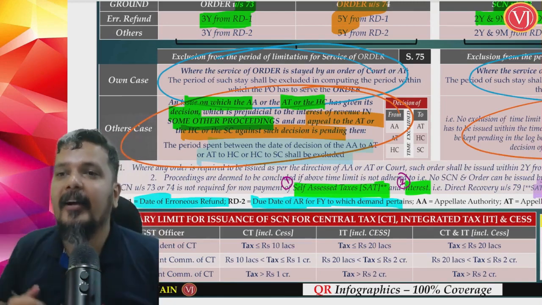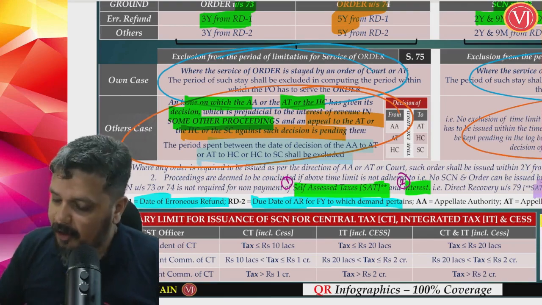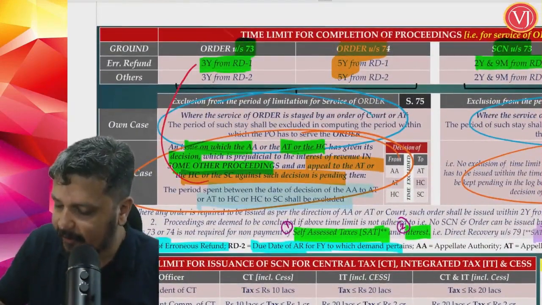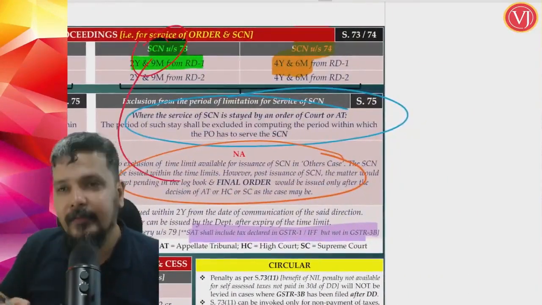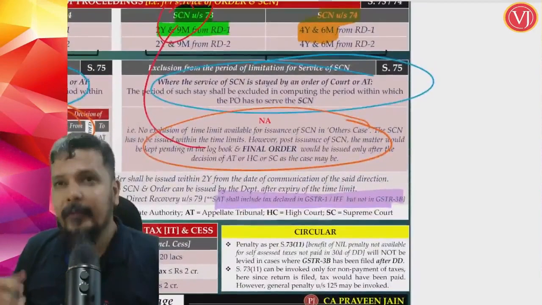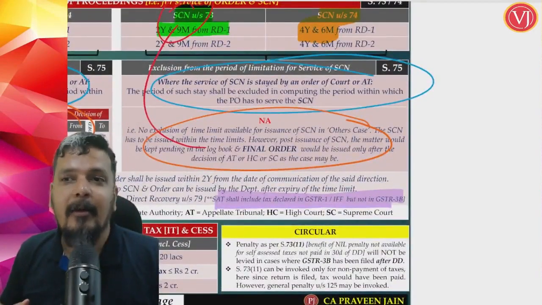That you have to add back. But this adding back, which we call indirect stay, is only for order, not for notice. It's not for notice. Read it carefully. And this we practically experience when we see in our practice.